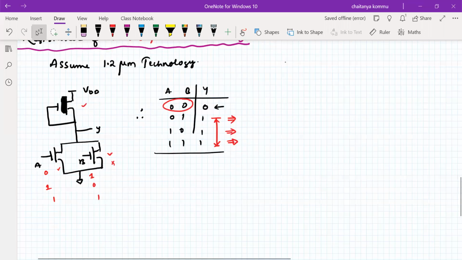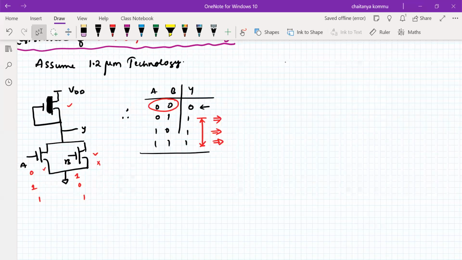So can you guess what is this? For example, in this case, let us consider R1. This is called R2. This is called R3. So let us consider this is R1 on. This is for the different cases. So let us calculate R1 on resistance.